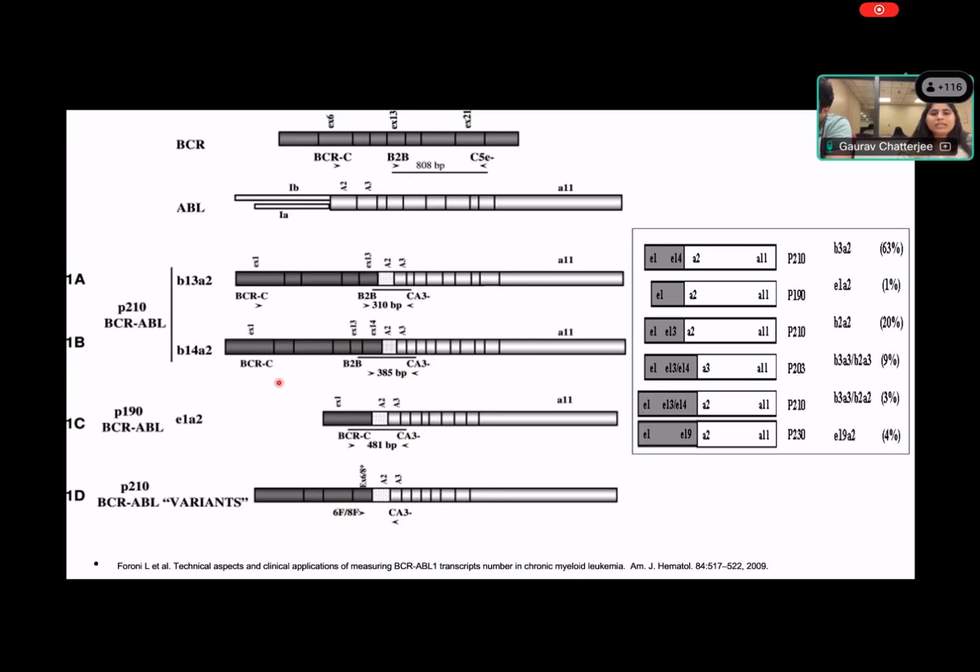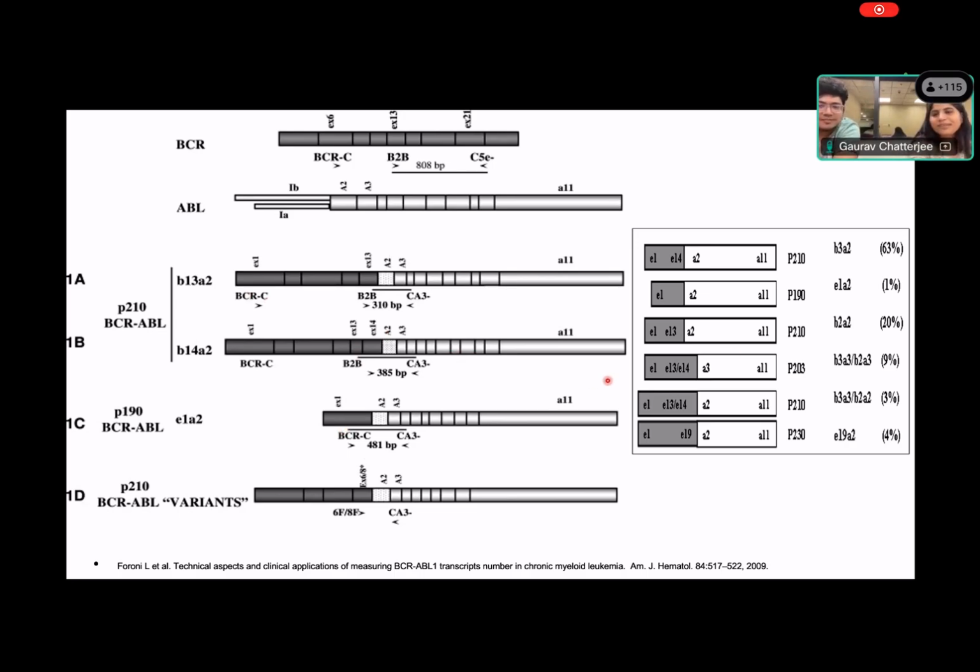But in real-time PCR, where you want to quantify, you will be able to amplify only one small area. So for real-time PCR, for the major transcript, that is E13A2 and E14A2, is a different type compared to what is there for E1A2, that is P190 transcript. So for example, a B-ALL case that comes for monitoring, the real-time PCR that we'll be putting will be different compared to the case that has classical E14A2 transcript that will be coming for follow-up. So that is why we have to identify which transcript was present at baseline.